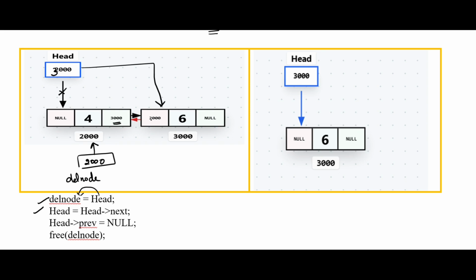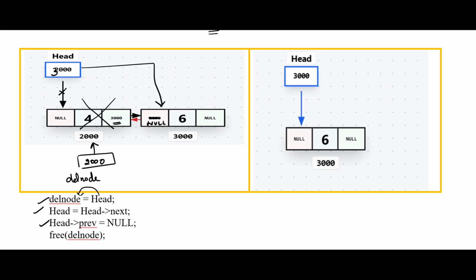This is head. Its previous should not point to anyone, because this is the first node hereafter. So this part I have to mention as null. Head of previous is equal to null. That is also done. Now I can free this del node. These are the 4 lines mentioned here. After this, the diagram looks like this. I hope you understand the coding part.